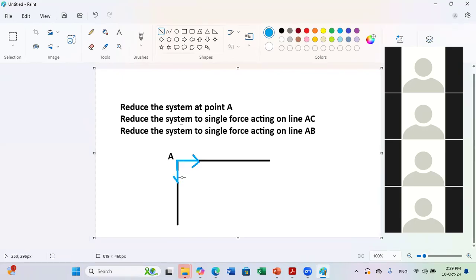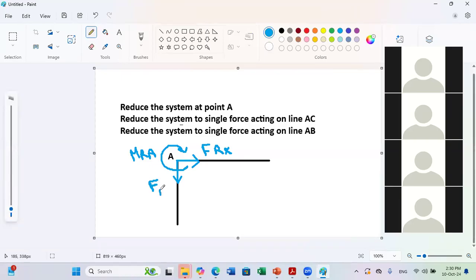And we also got a resulting moment in the clockwise direction. So this is M resultant at A. Okay, this was the first question. Now, second question: I want to reduce the system to a single force, and this single force should act along line AC. This means that I should displace my force on AC in a way to create the same moment about A.